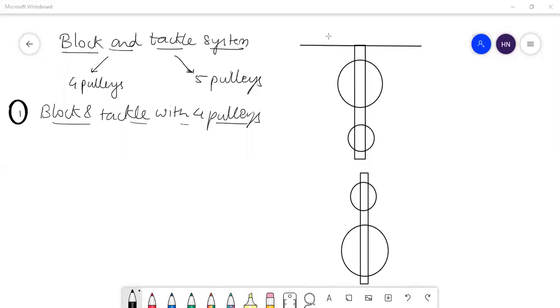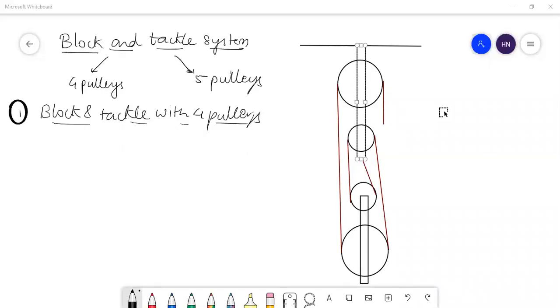Now when we pass the string, we need to connect these two, and this will be used to pull. It will get passed over the smaller one on the other side, then it will be passed over here, and finally it will be connected over here, in this form. So here is the load connected downward, and here is the effort being applied.